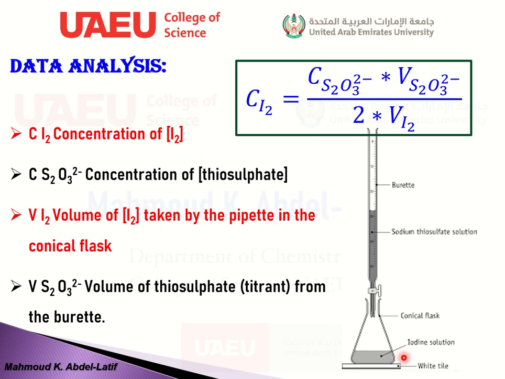And this is the setup. Here you put the iodine solution, and here in the burette you use sodium thiosulfate, and this is a conical flask. You should use a white sheet here in order to see the color change. Again, C of I2 is the concentration of iodine, C of thiosulfate is the concentration of thiosulfate, V of I2 is the volume of iodine taken by pipette in the conical flask, and V of thiosulfate is the volume of thiosulfate titrant from the burette.